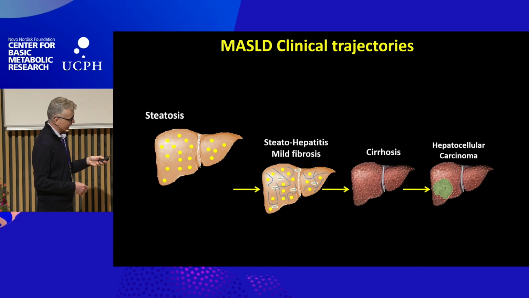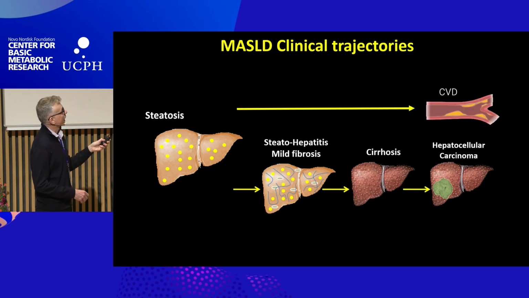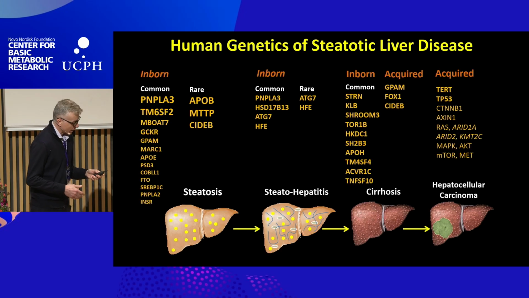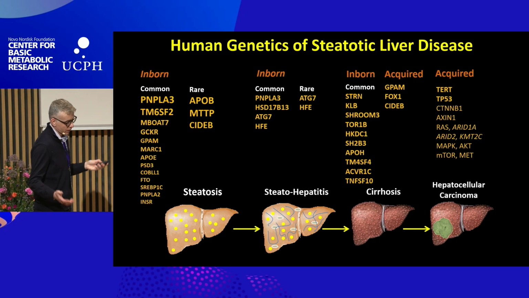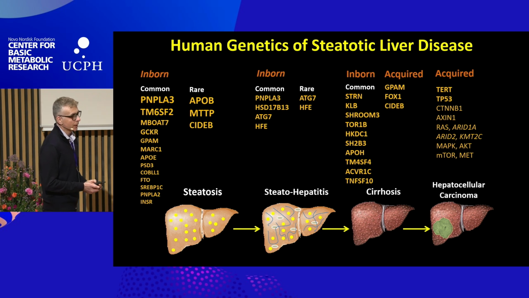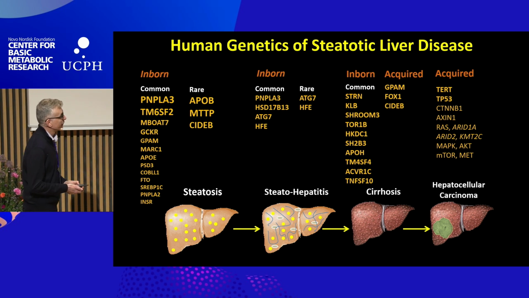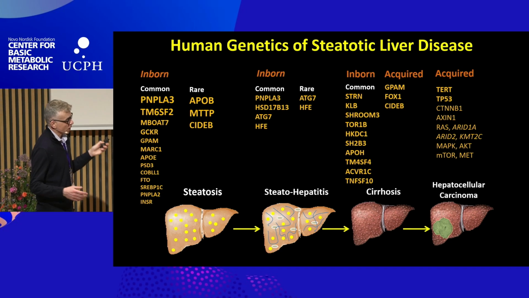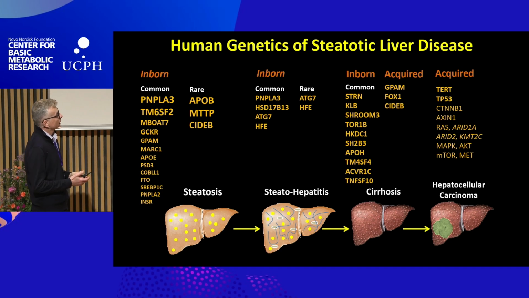So a question is, can we identify those that will only develop liver disease from those that will actually get cardiovascular disease or both conditions? I will start by talking today about 3 common genetic variants causing steatotic liver disease: PNPLA3, TM6SF2, and also some data in the MARC1 area. This is not exhaustive of all the ones that have been discovered.